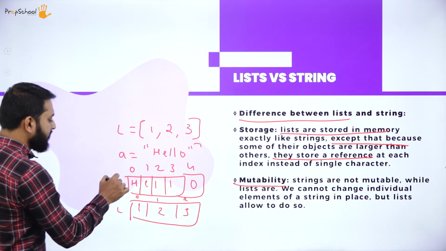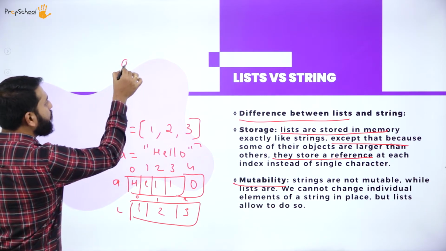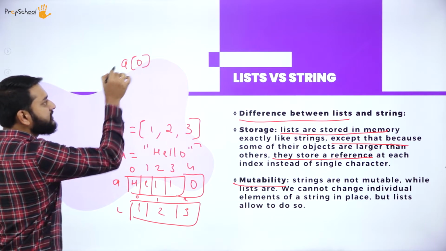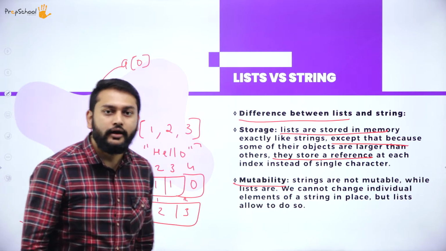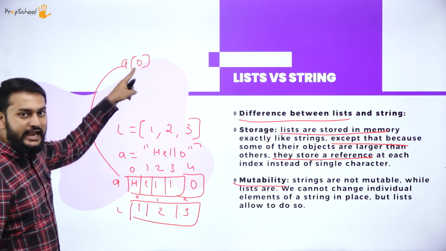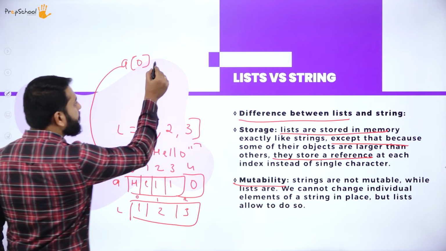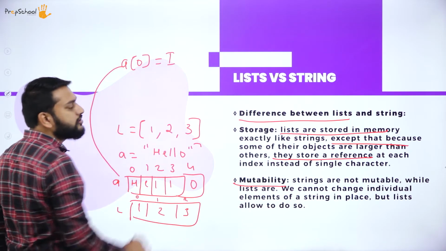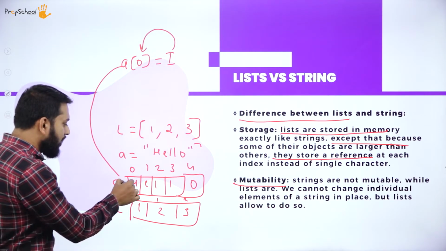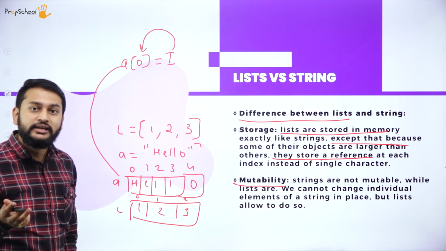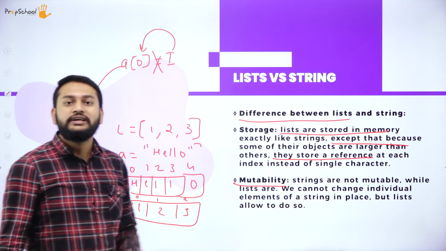Right? Suppose I want to change H. If I want to access this H, what will I do? A of 0. So what is this A? A is the name of the string, right? And 0 is the index of this particular location. What do I have? I have H. Suppose I write it like this, I. What is the meaning of it? This content will be stored in this particular place, so I should replace H with I. Is it possible? No, this is not possible when it comes to the concept of strings.